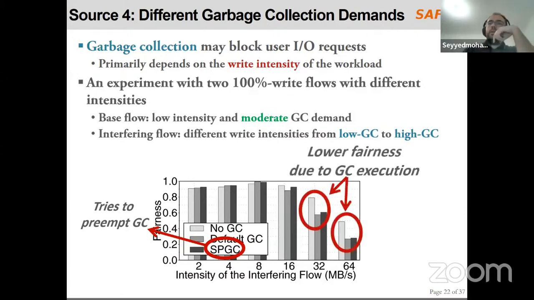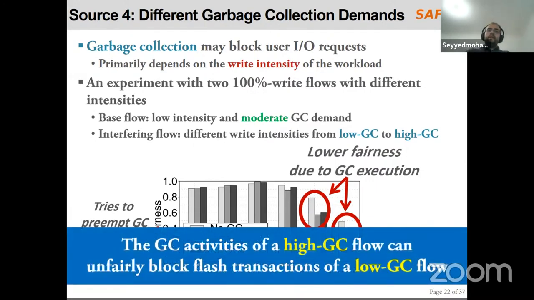We can observe much lower performance due to GC execution. When we increase the intensity of the interfering flow, that flow becomes a high GC demand flow and interferes a lot with our base flow, which has low to moderate GC demand, and we can observe low fairness. The GC activities of a high GC flow can unfairly block fresh transactions of a low GC flow.